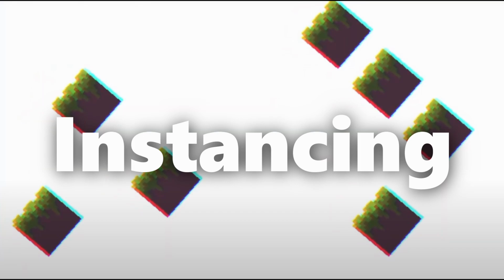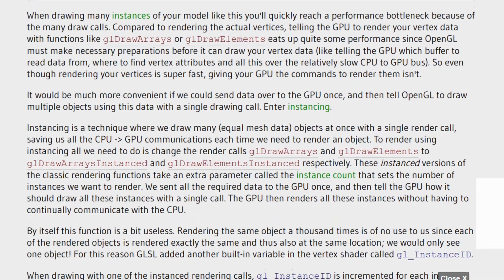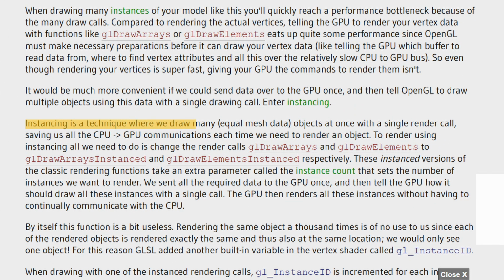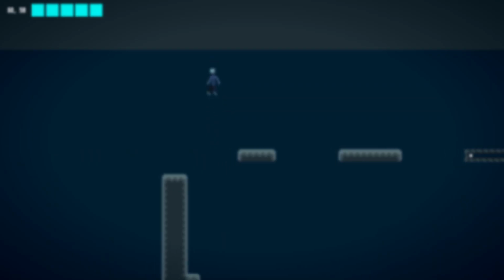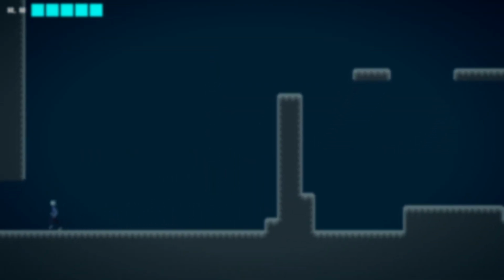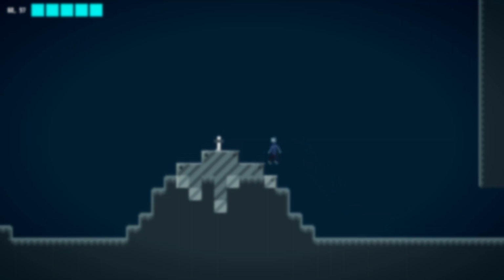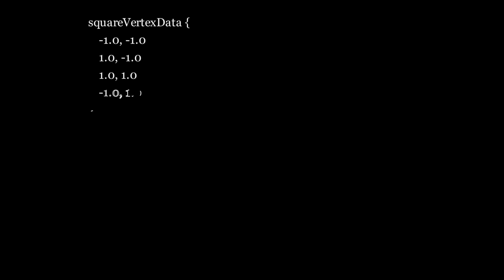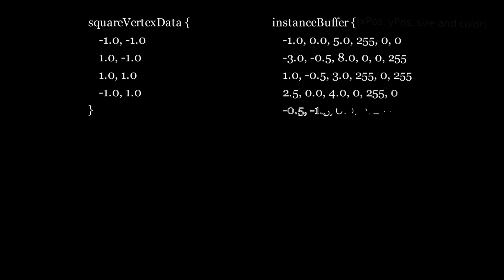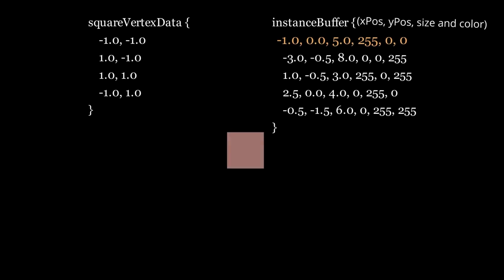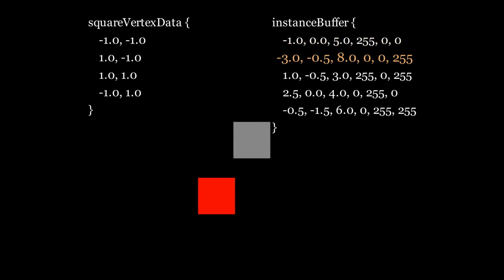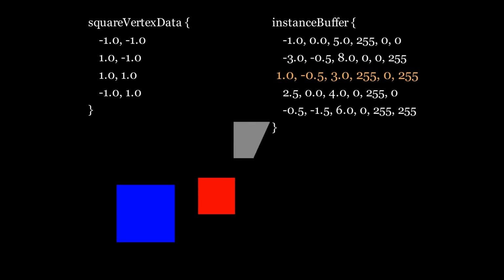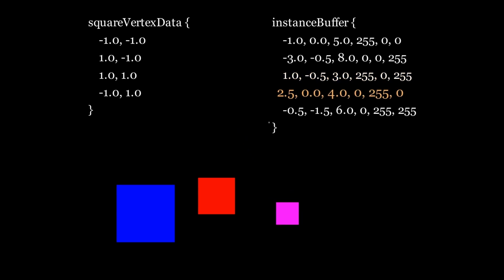Next, I added instancing. According to Learn OpenGL, instancing is a technique where we draw many equal mesh data objects at once with a single render call, saving us all the CPU to GPU communications each time we need to render an object. And an instance buffer is just a buffer that holds data per instance. For example, I can have mesh data for a square and an instance buffer for some square attributes. So when I send a draw call to the GPU with this mesh data and the instance buffer, the squares will be drawn with different sizes, colors, and positions while having the same mesh data.